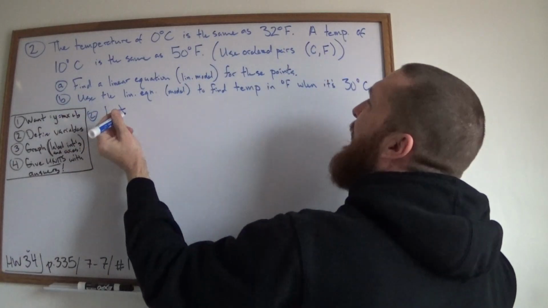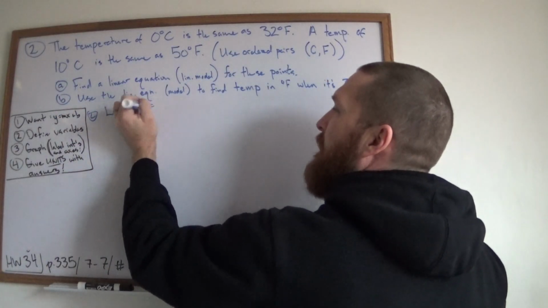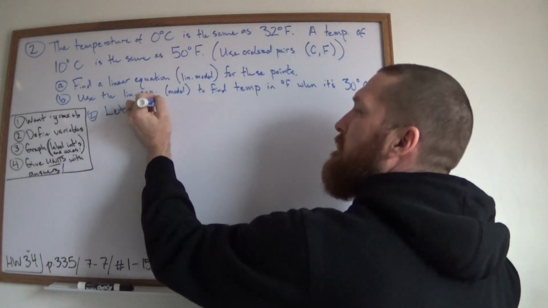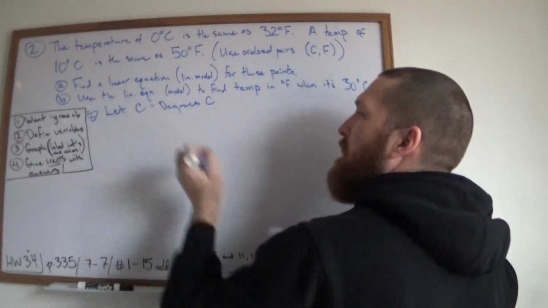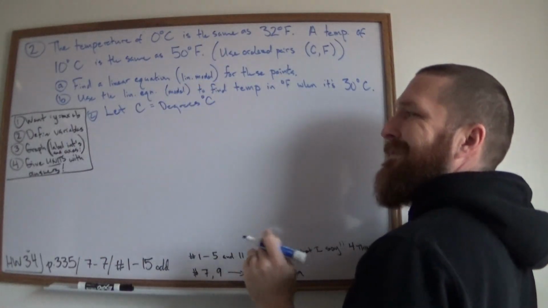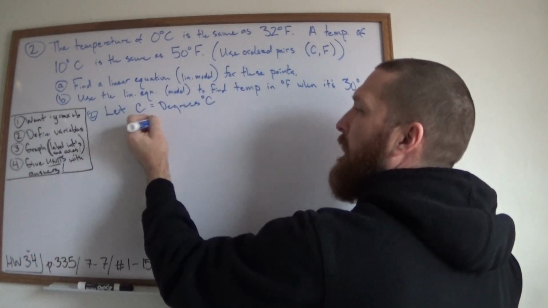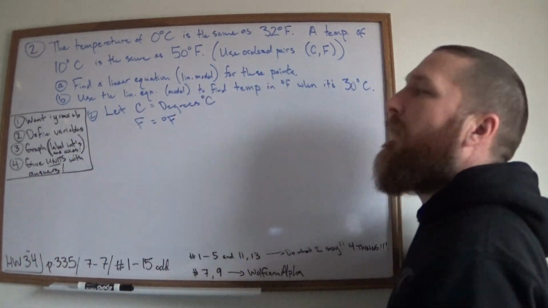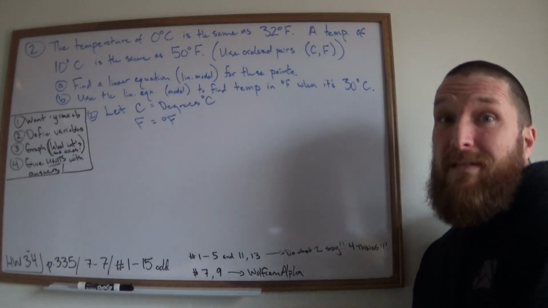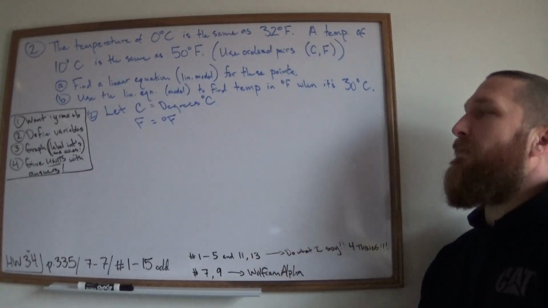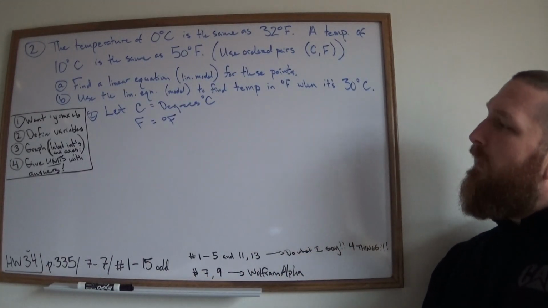Right? Let C be degrees Celsius. You could just put degrees C. Let F equal degrees Fahrenheit. That's fine for this. We know what that is. If you know what that symbol is, that means degrees Fahrenheit. Degrees Celsius. Okay, cool. 2 is done.